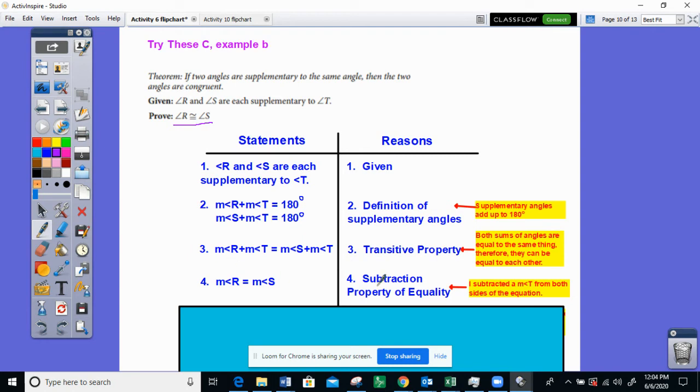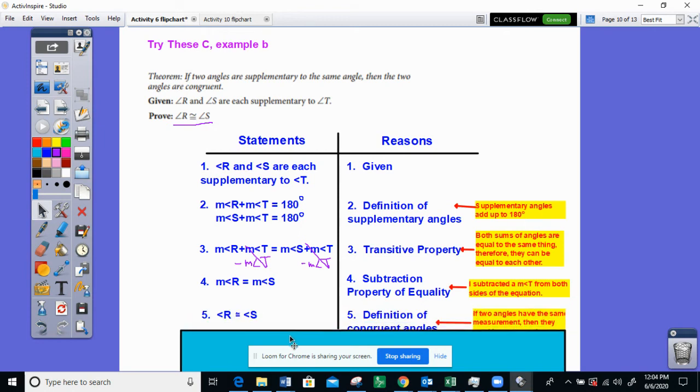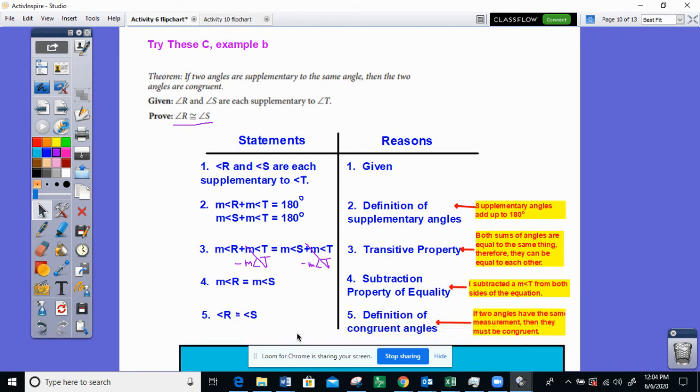And we're allowed to do that by using the subtraction property of equality. I really like showing the work in these proofs. So we're going to put minus the measure of angle T, minus the measure of angle T. Those are going to cancel each other out. So if these 2 angle measures are equal to each other, that means that the 2 angles, angle R and angle S, have to be congruent to each other. If 2 angles have the same measurement, then they must be congruent to each other.